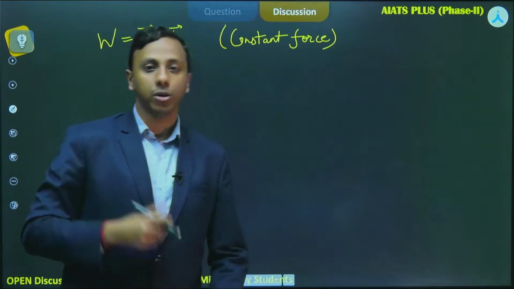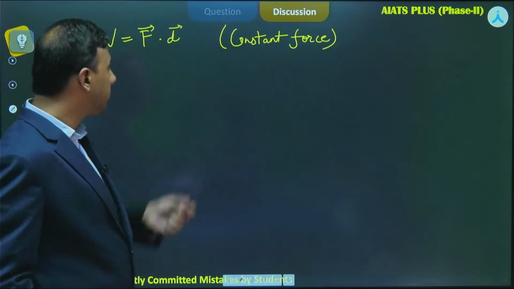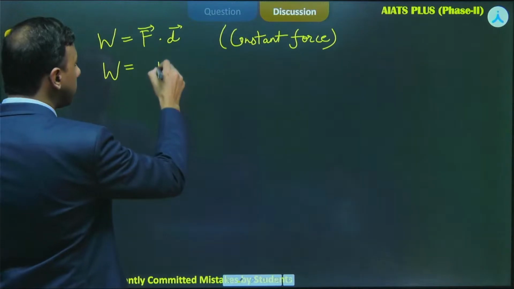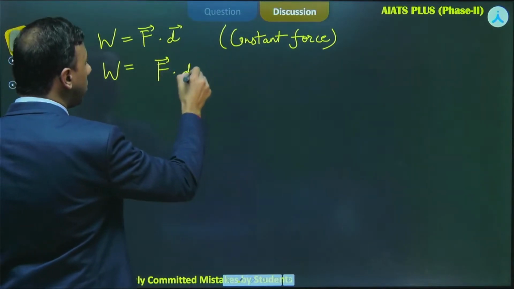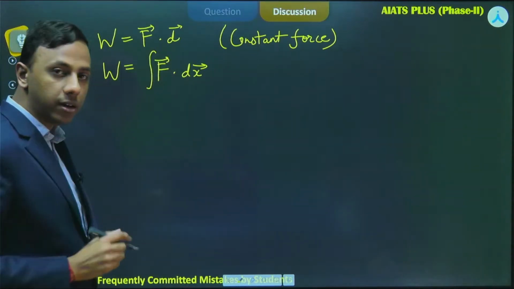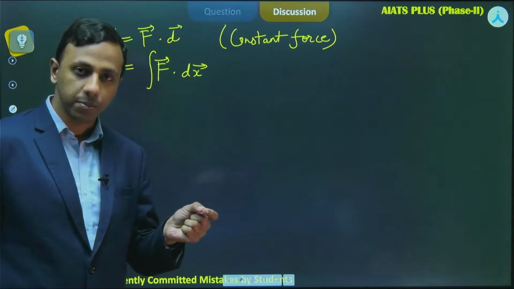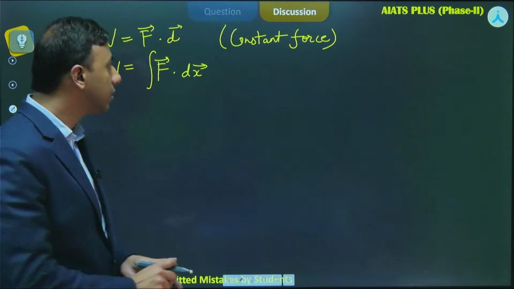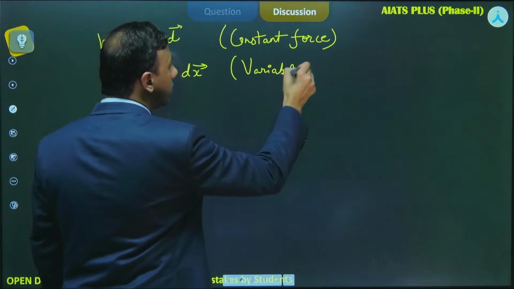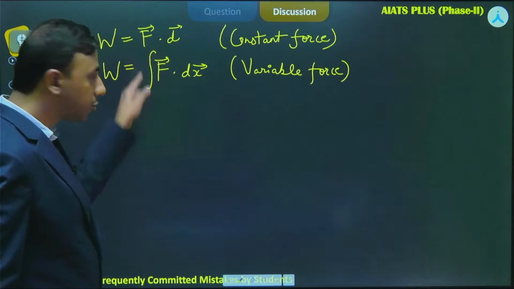A constant force is being applied on an object and the object is being displaced by the displacement vector d. Another formula we had written is the integral of F vector dot dx vector. Why did we do this? Because at each point of the displacement the force vector is changing, which means it is a variable force, and here we have to do integration.